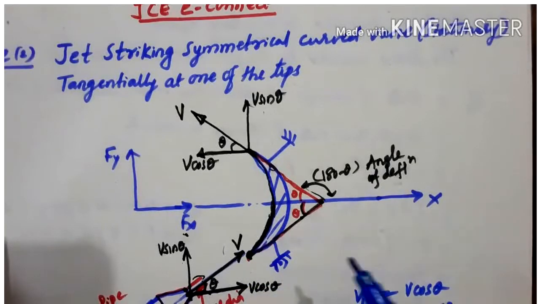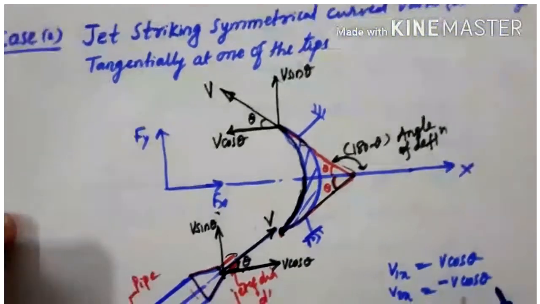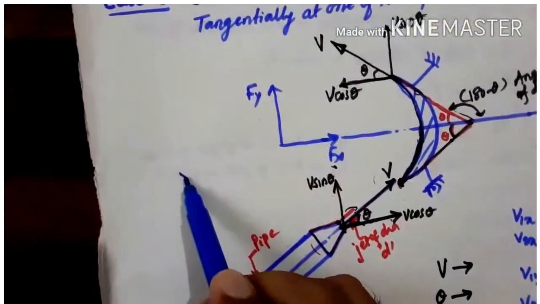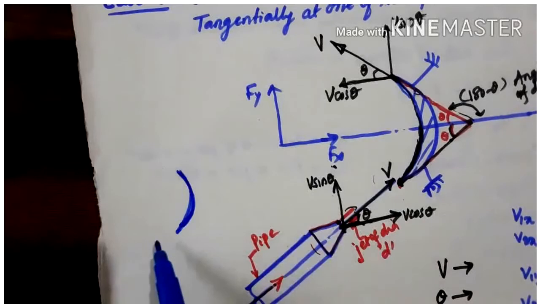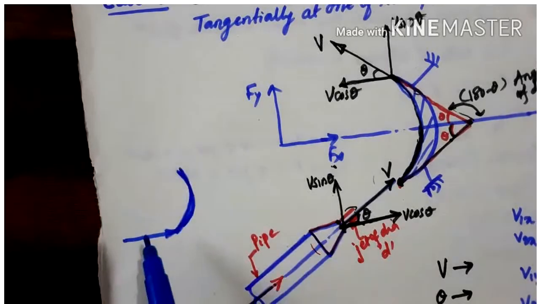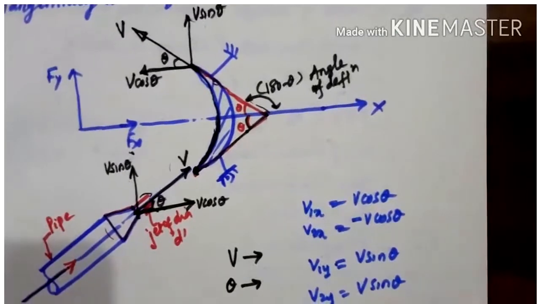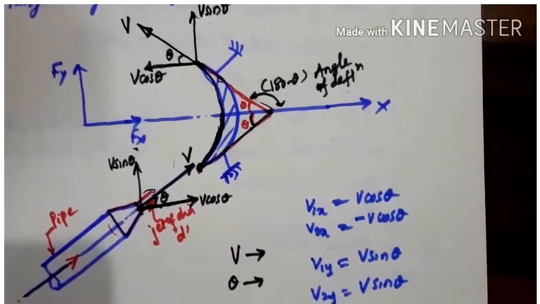Sometimes theta is 0. Suppose theta is 0, and this is the vane. When theta becomes 0, the jet will enter tangentially like this. So this is also correct. That time the velocity is V. So practice this derivation. I hope you understood this second case.